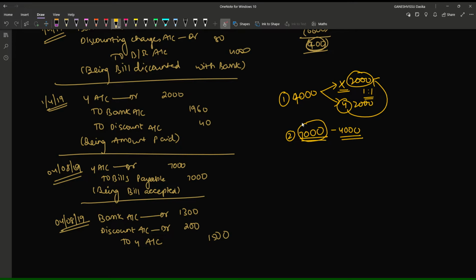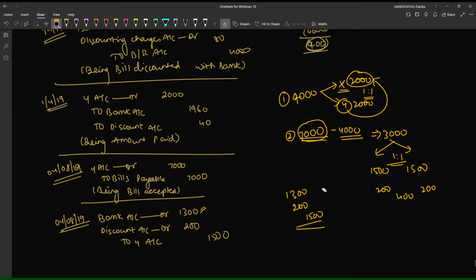So we need to subtract this 4,000 rupees, and what will be the remaining balance? 3,000. And in the same ratio of 1 is to 1, we need to distribute simply. That means 1,500 is the total thing. And what is the discounting charges? Total 400 rupees, and here we need to distribute 200, and 200, right? So the amount which has been received by him is 1,300, and discounting charges 200, so 1,500 is the total amount which he is going to receive. That is how you can understand. Simple question, not simple, but this was somewhat tricky.